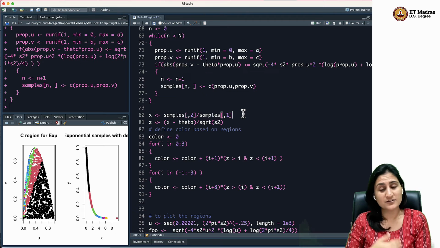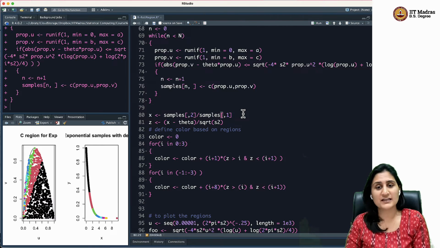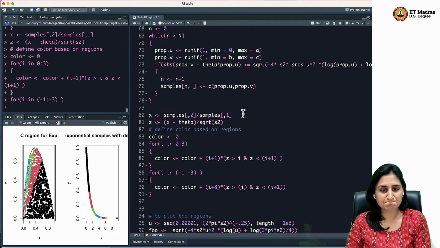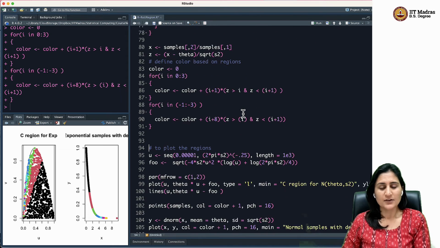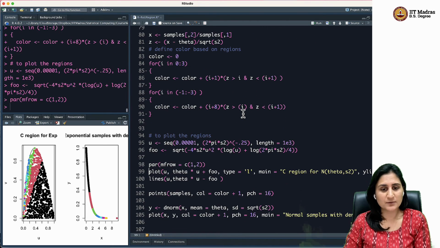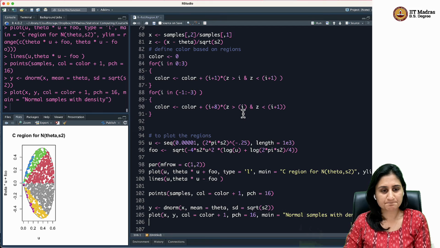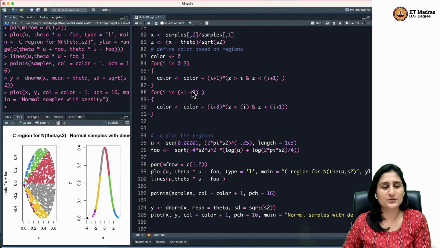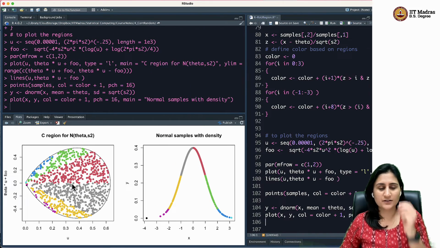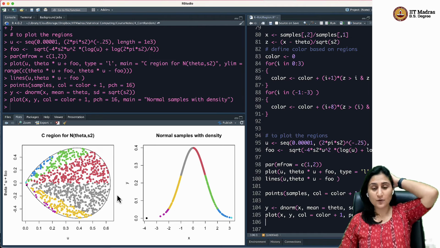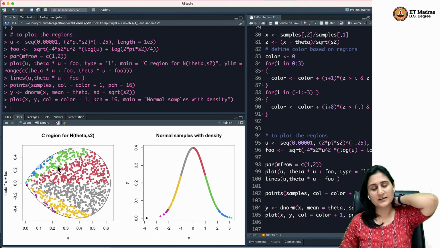you can take a look at it. This code will be available to you. You can take a look at it. But for now, I'll just leave it be. I'll just make you the plots, and you can see what they look like. So this is exactly what happens. So this is the ratio of uniforms region C for normal 0, 1 in this case.